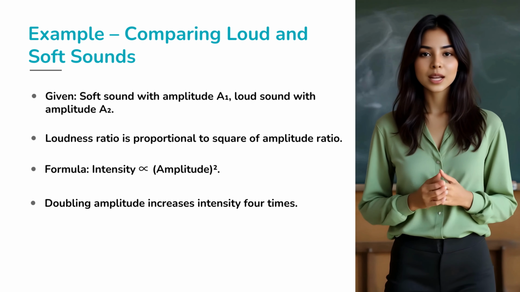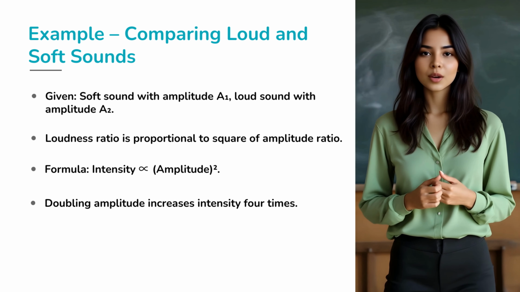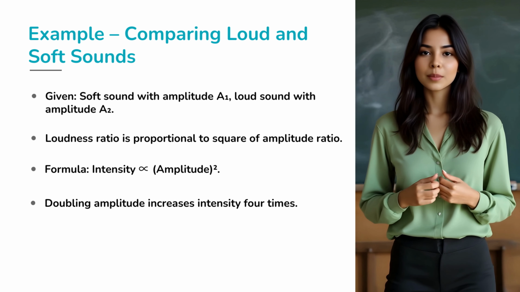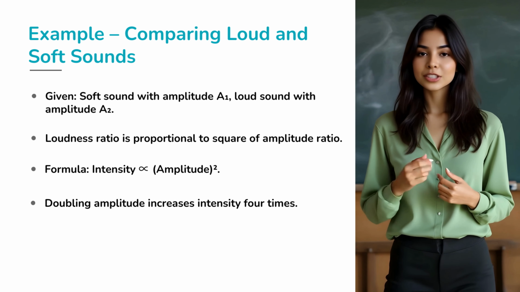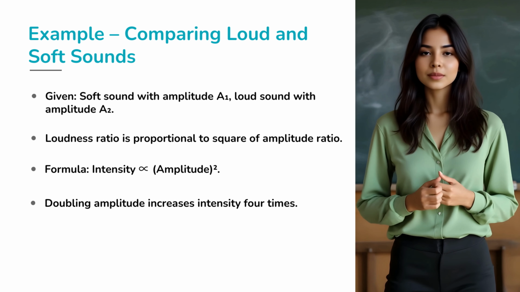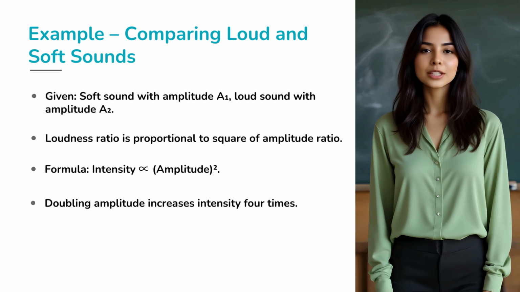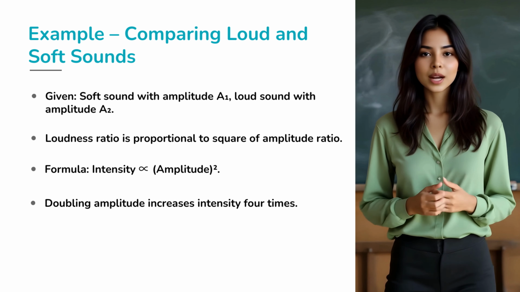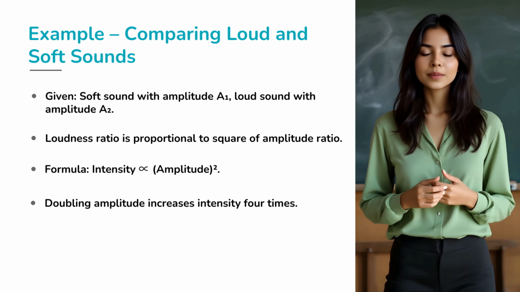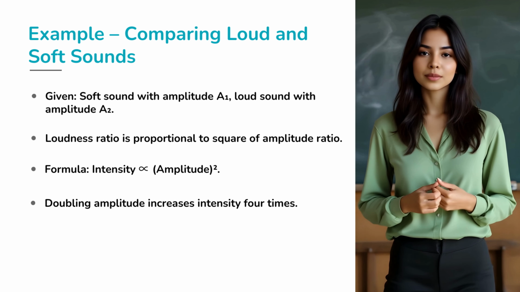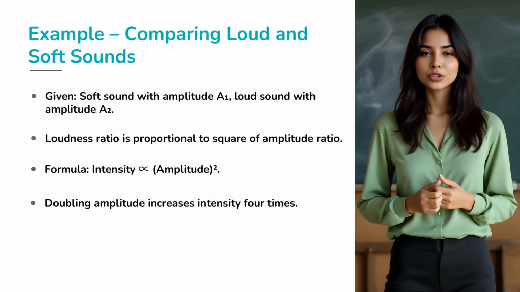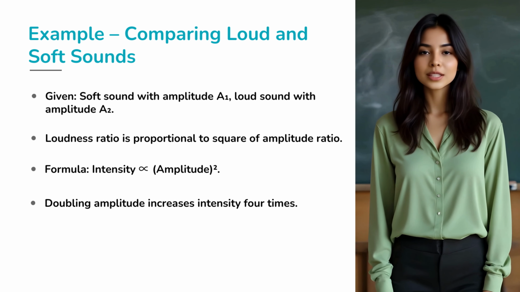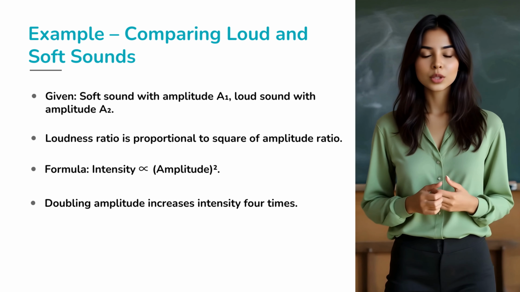Alright, let's take an example. Suppose you have a soft sound with amplitude of 1 and a loud sound with amplitude of 2. Which one has more intensity? Well, intensity is proportional to the square of amplitude. So, the ratio of intensities is I2 divided by I1 equals (A2 over A1) squared. This means if you double the amplitude, the intensity becomes 4 times. That's why a small increase in amplitude makes a huge difference in how loud something sounds. No wonder your parents always complain when you slightly turn up the volume.